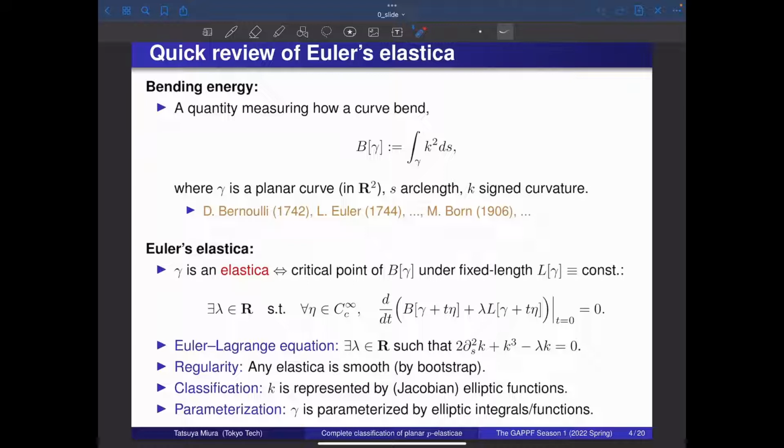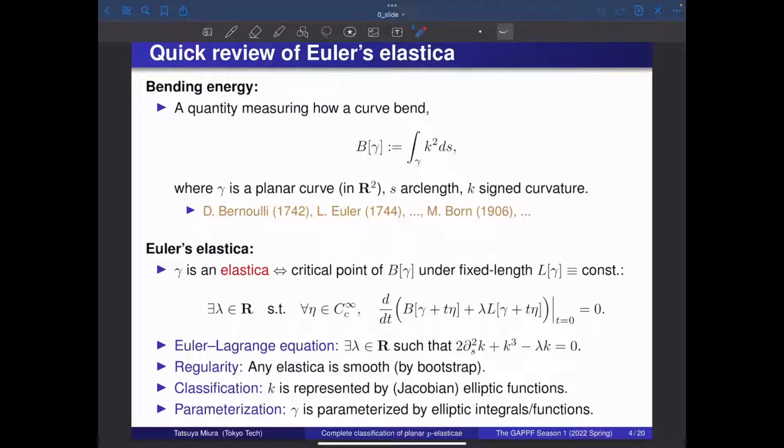The bending energy was first introduced by Daniel Bernoulli in the 18th century, and soon later, Euler published the first study about the bending energy. It is the origin of Euler's elastica theory. Since then, a vast amount of literature has been published, but of course I cannot exhaust them, and I don't enter the details of the history in this talk.